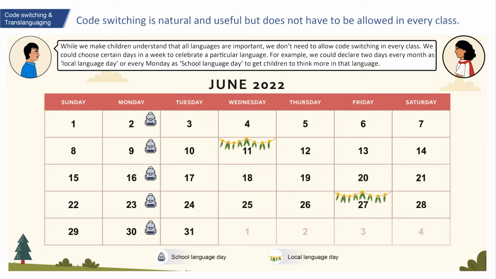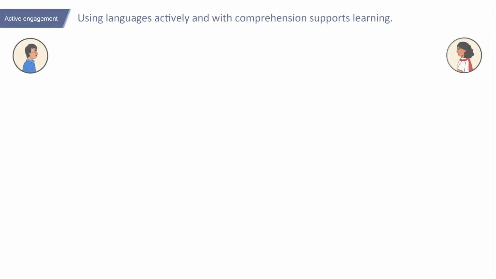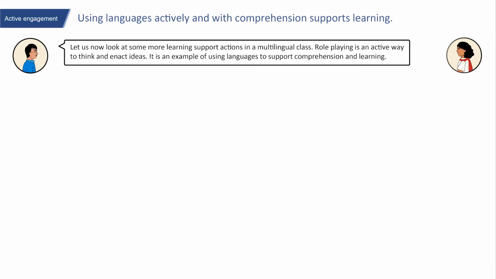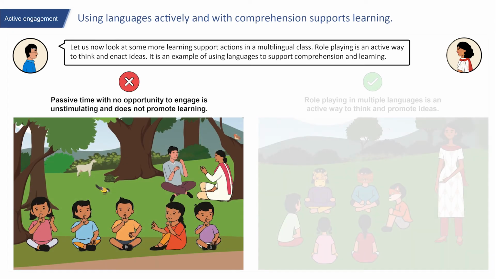While we make children understand that all new languages are important, we don't need to allow code switching in every class. We could choose certain days in a week to celebrate a particular language. For example, we could declare 2 days every month as Local Language Day or every Monday as School Language Day to get children to think more in that language. Let us now look at some more learning support actions in a multilingual class.